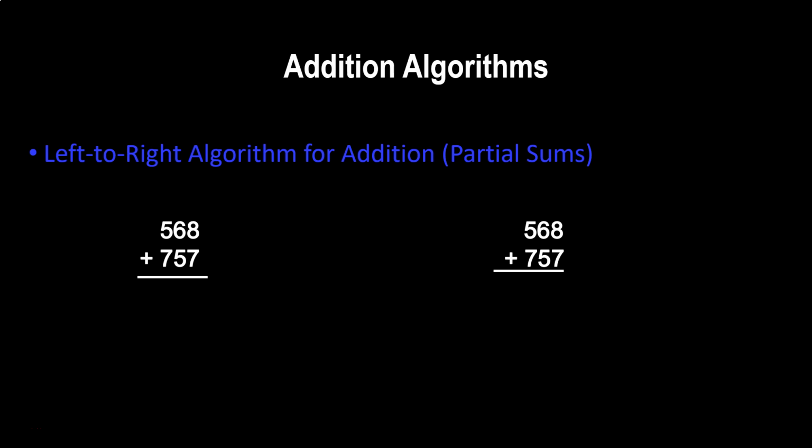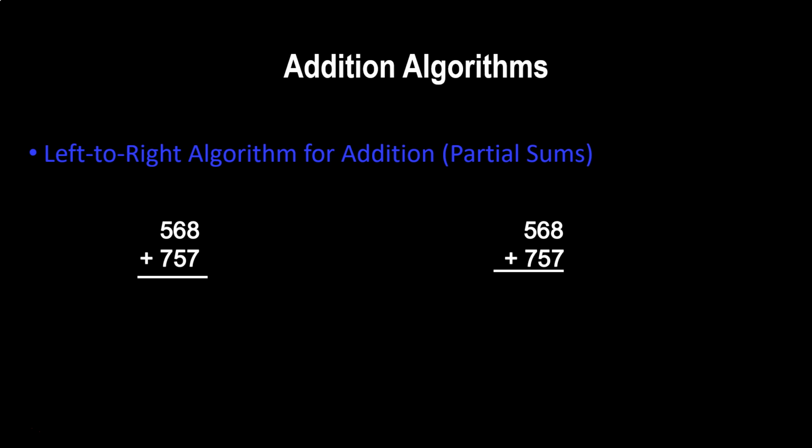Let's look at another addition algorithm. This one's called the left to right algorithm, and it requires something that we're going to refer to as partial sums. Now, technically, the expanded algorithm also requires partial sums. The standard algorithm requires something slightly different than partial sums, but sometimes it's referred to using it as well.